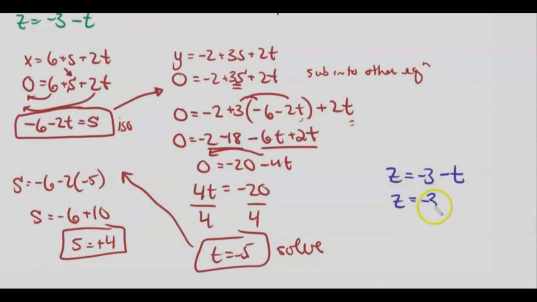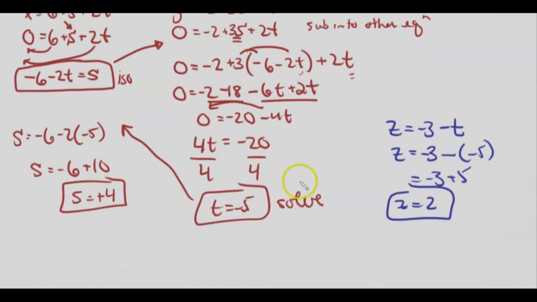So z equals negative 3 minus negative 5, which is negative 3 plus 5, which is 2. So at the end of the day, the point of intersection is z equals 2. Oh, sorry, z equals 2, yes. I'm going to write it as an ordered triple, 0, 0, 2.